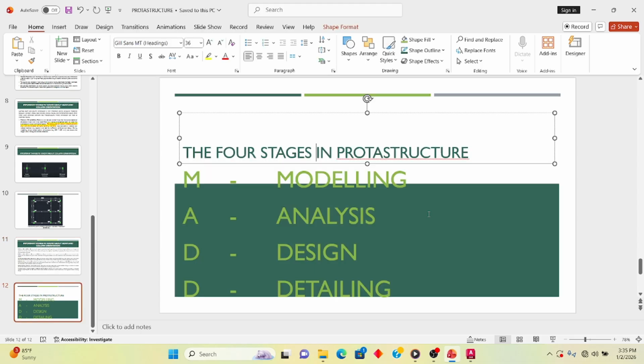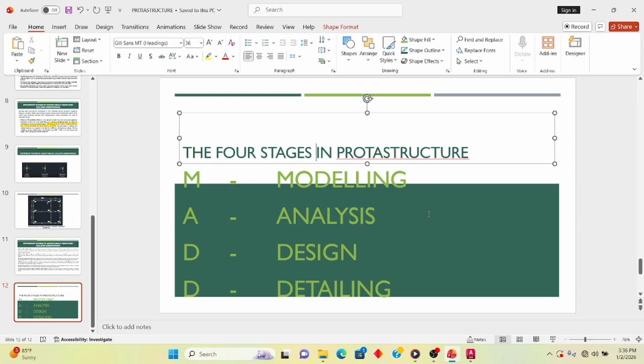All right, so the last thing we'll be talking about are the four stages in Protastructure, which are modeling, analysis, design, and then detailing. Just put this at the back of your mind that these are the things you will be doing once you want to design using Protastructure or any other structural design software. You model. After you model, you analyze. After you analyze, then you design, and after design, you detail.